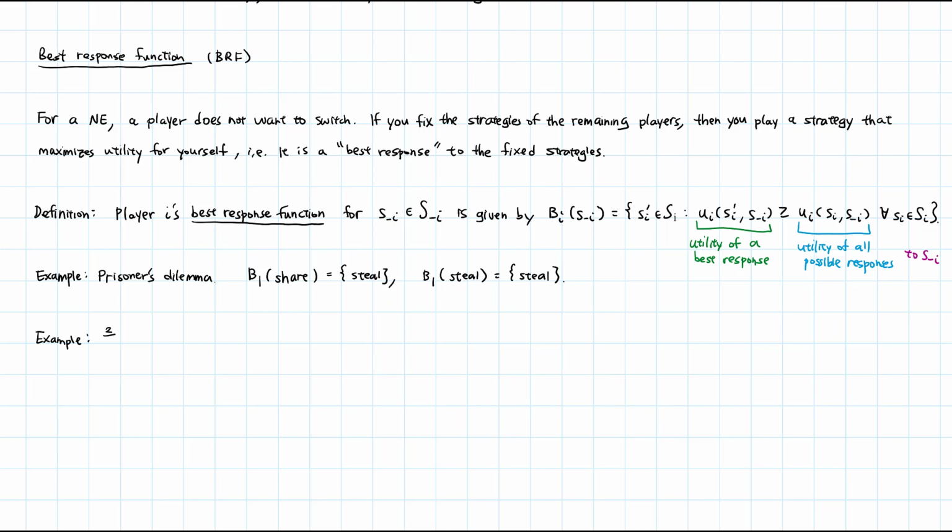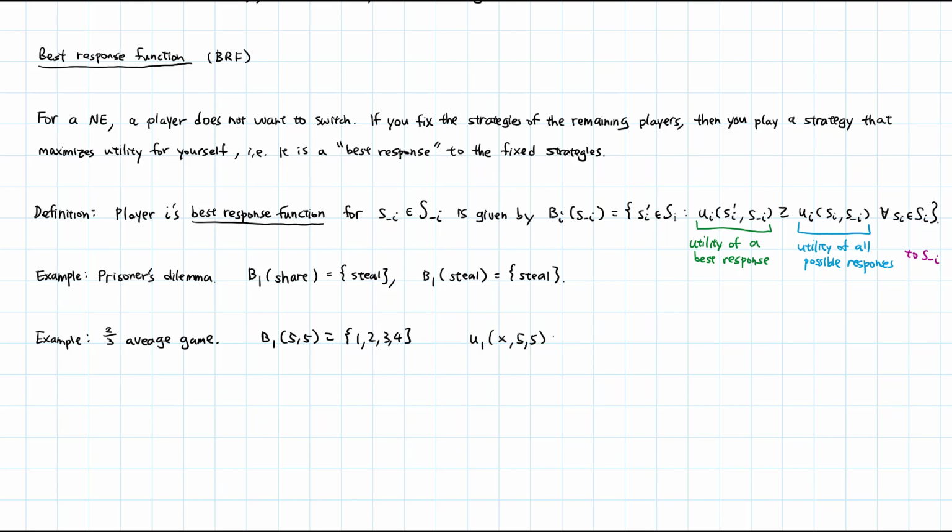For the 2/3 average game, think about what is the best response function for player 1 when the remaining two players both play 5. And the answer is 1, 2, 3, and 4.